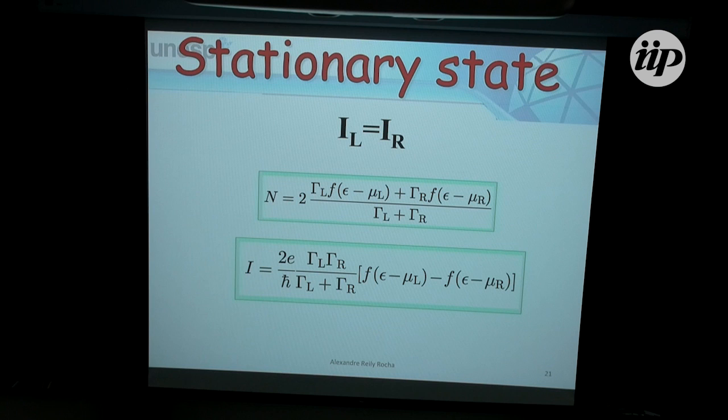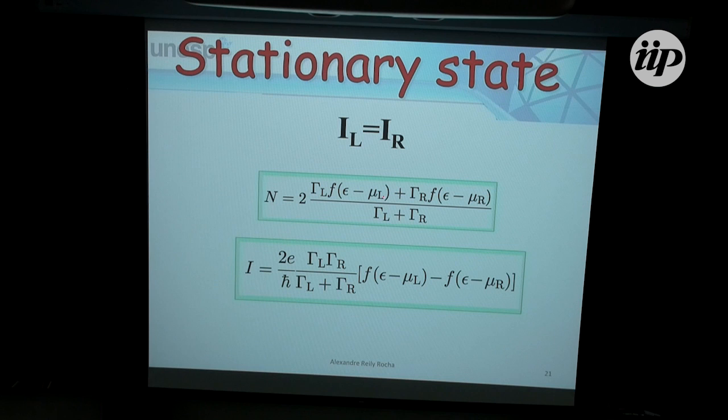Now, okay, it might look a little bit complicated, but the take-home message up to now is the following. If you look at this equation here for the occupation of this problem, it looks a lot like a weighted average. We have the occupation that the system would have if it were only coupled to the left. We have the occupation that it would have if it were only coupled to the right. And we have how easily electrons can go in and out of this site. So the weighting is exactly how easy it is for the electrons to flow from the left to the molecule and from the right to the molecule.